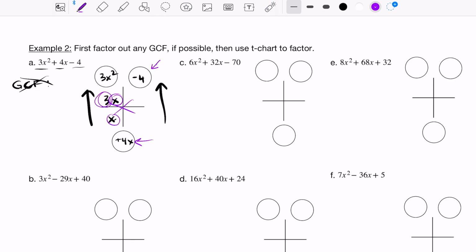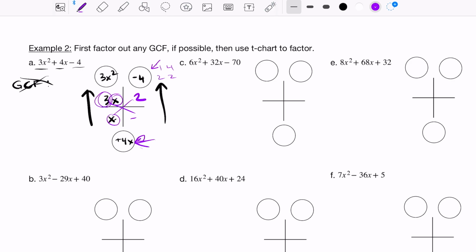But I want to end up with more positives so that this guy can stay positive 4. So my only choices for 4 are 1 and 4 and 2 and 2. And either the 1 is negative or the 4 is negative or 2 and 2. So I'm just going to do 2 and negative 2, and when I do crisscross add to the middle 3 times that, I get negative 6 and positive 2, which is close, but that's going to end up more negative than positive, so that doesn't work.